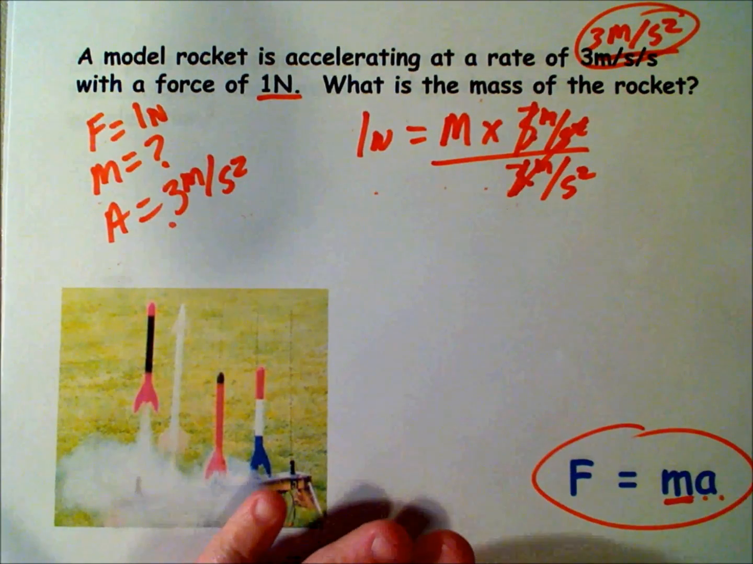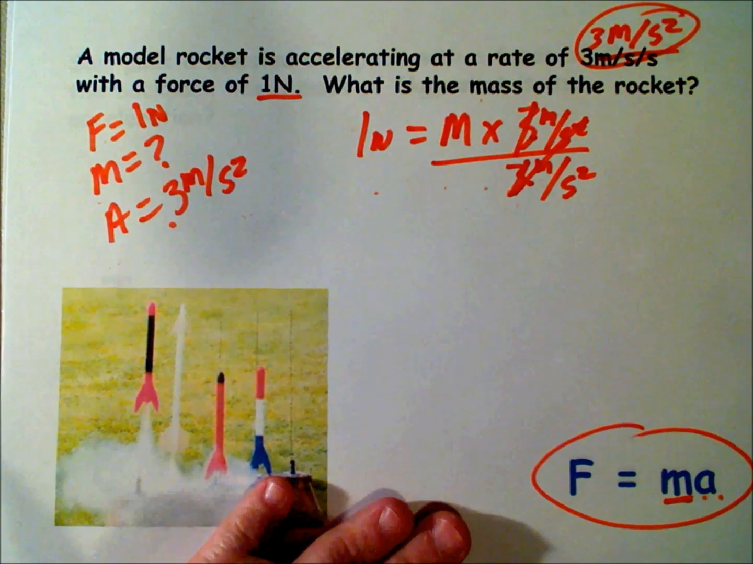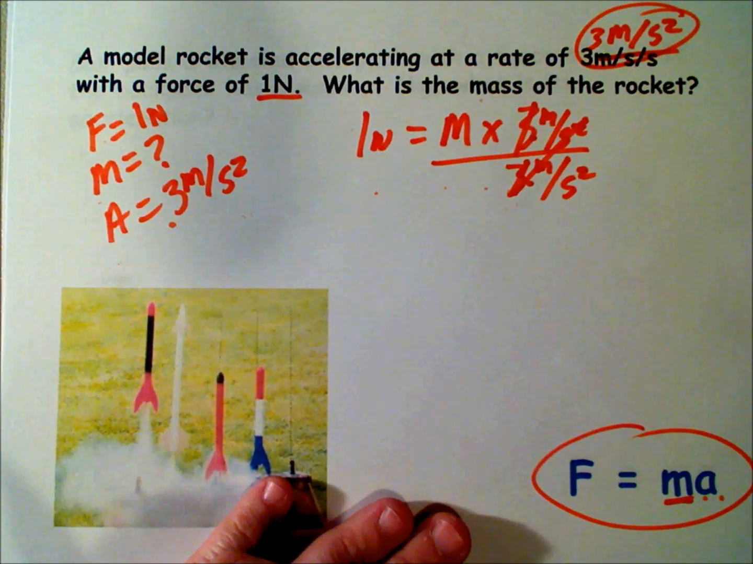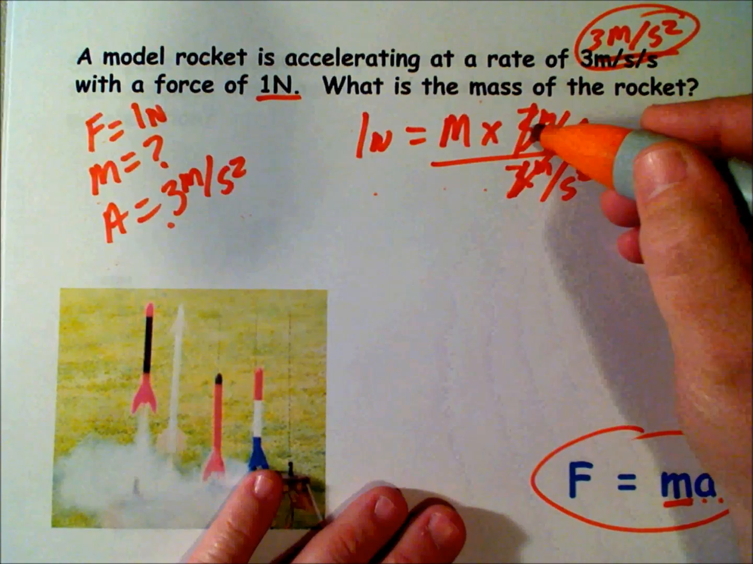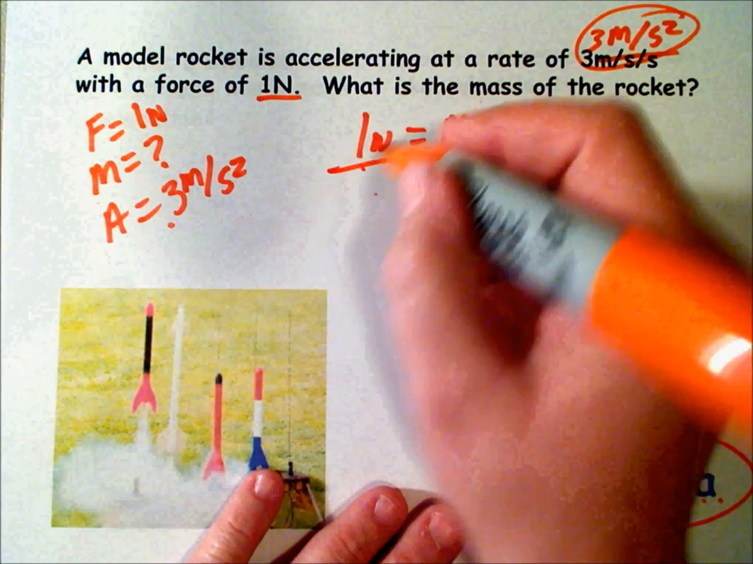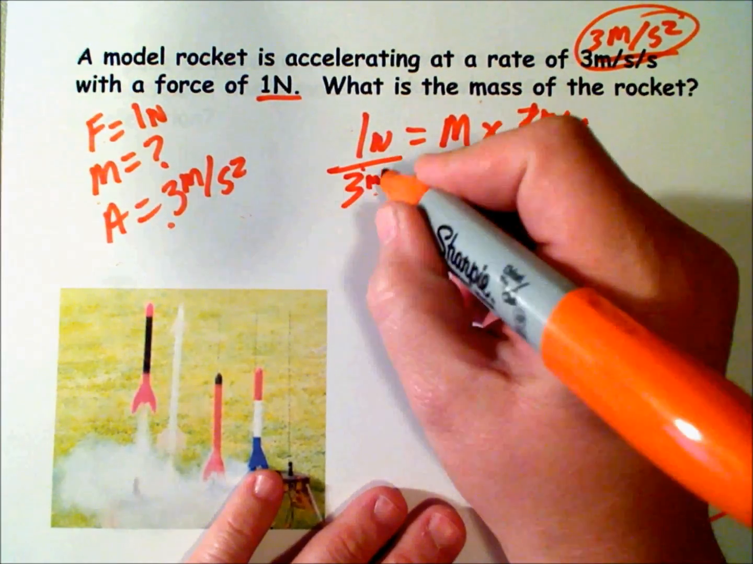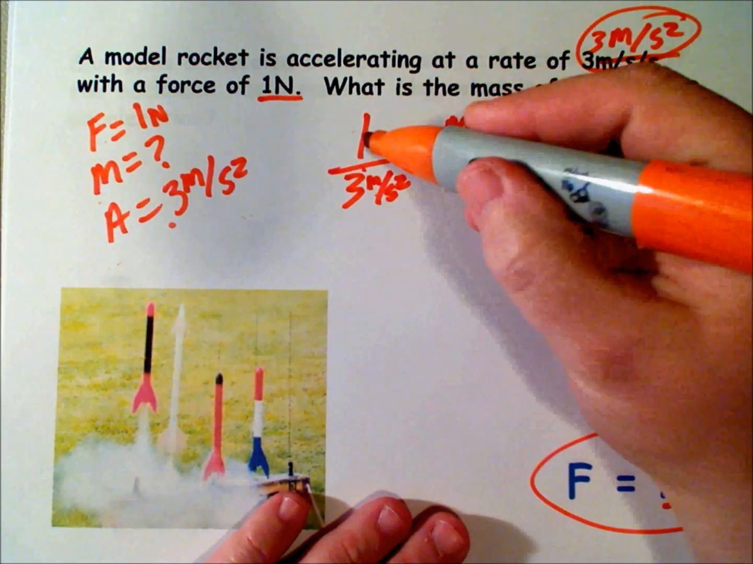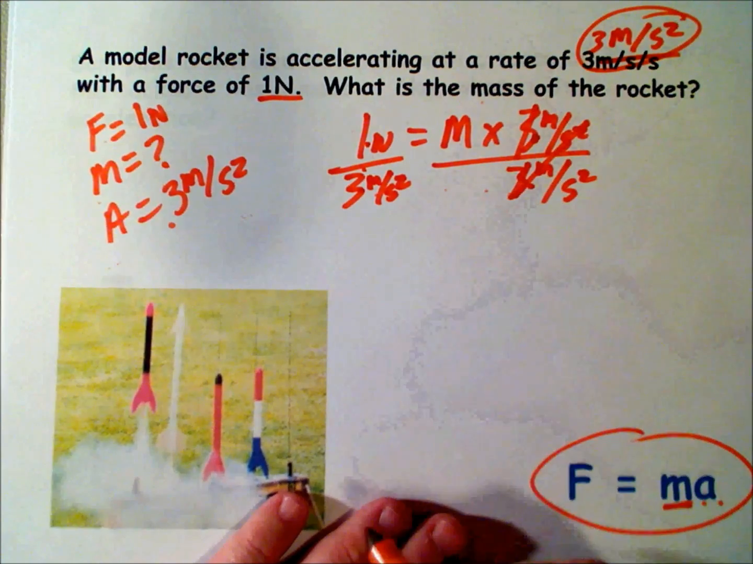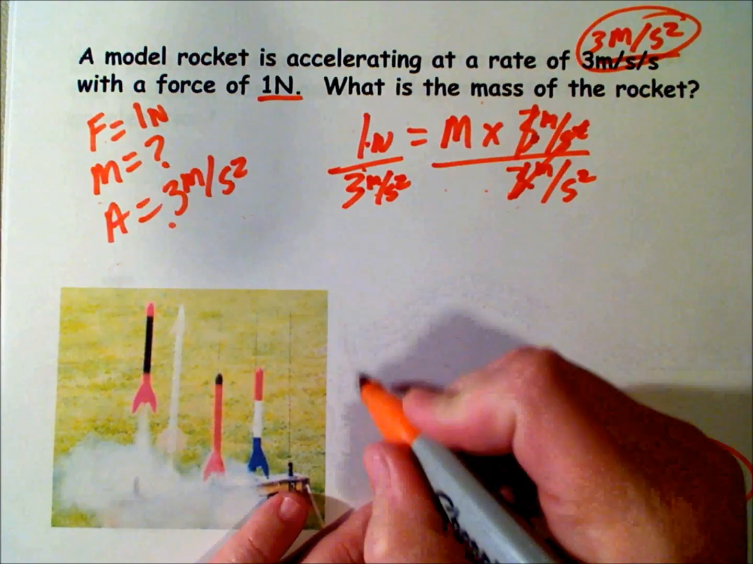Now, we also know one of our rules in solving equations is whatever we do to one side of the equal sign, we have to do to the other. So if I divided by 3 here, I have to divide by 3 on this side of the equation. So 1 divided by 3. Now, how are we going to solve that? I'm going to set up a division problem.